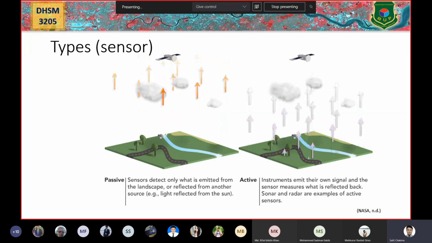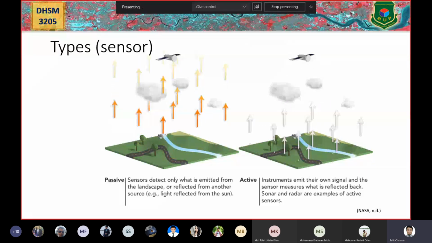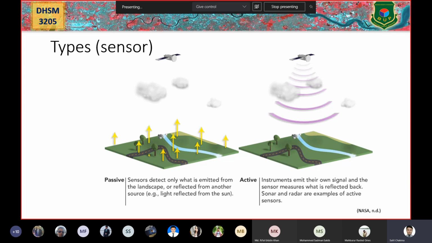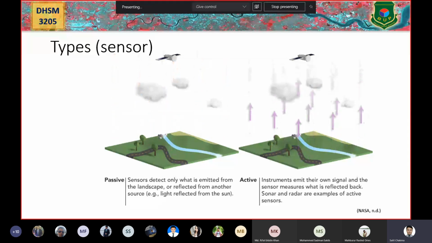On the other hand, an active sensor sends energy, and this energy gets reflected from an object or surface, and then it comes back to the source, or the sensor, and the sensor records it.